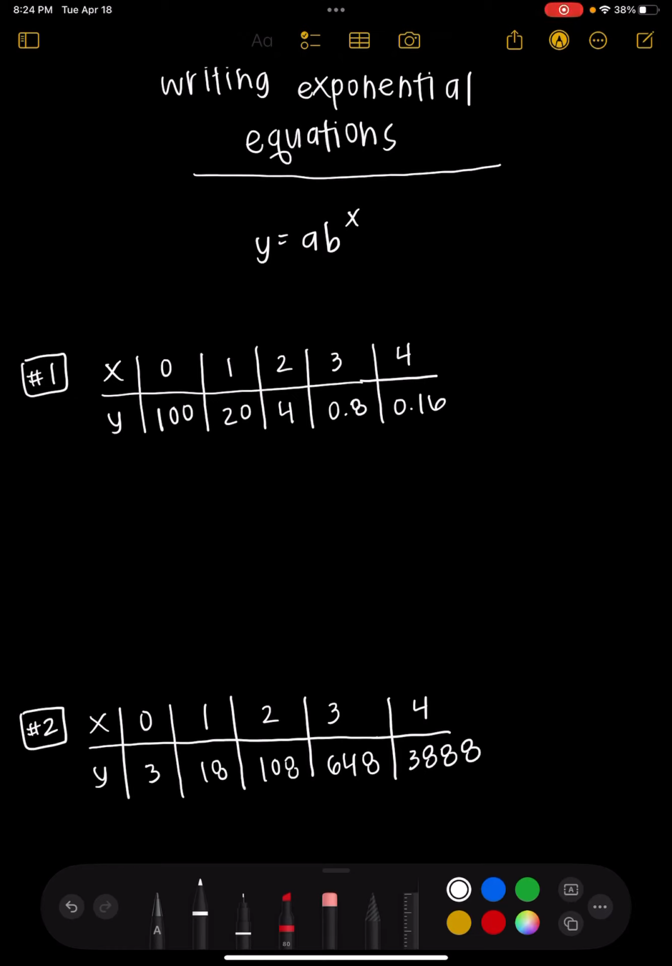Everyone. So now we're going to be talking about how to write exponential equations. We just talked about how to graph them. And if you don't have a graph or if you can't see it on a graph, this is the other way we can do it.